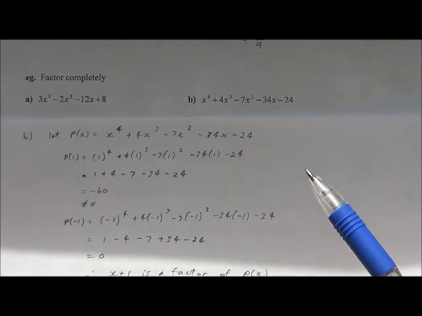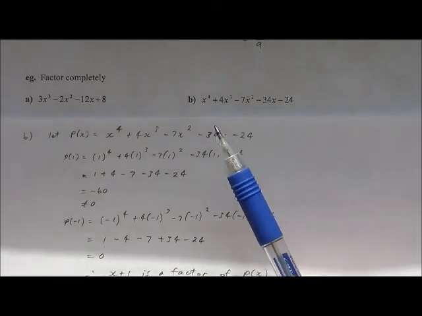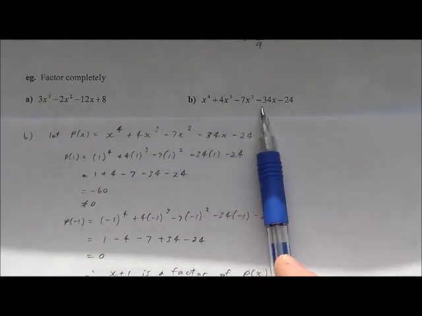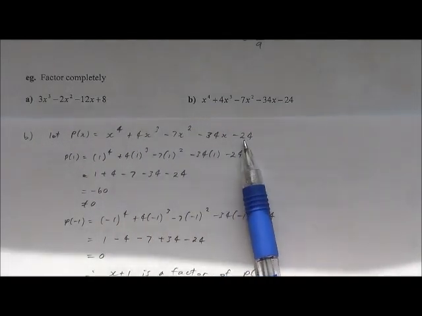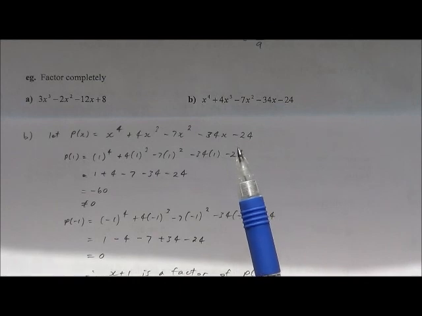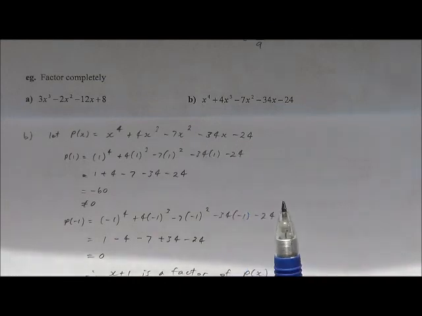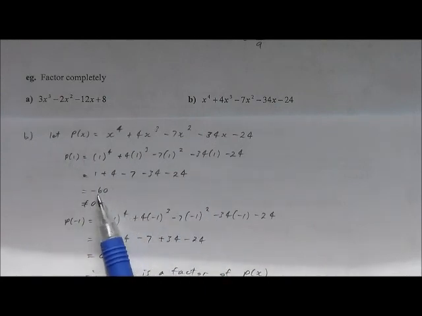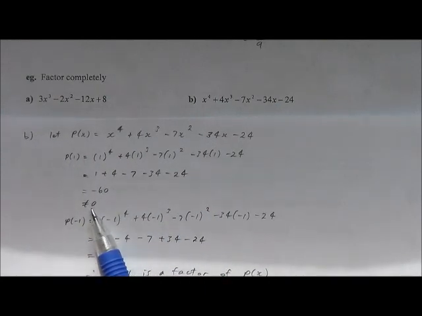Okay, so now that you've had a chance to go through this question here, let's take a little look. We let p of x equal this polynomial, and then what we're going to do is start substituting in values to see if we get the remainder of 0, which would then give us a factor of that polynomial. So we substitute in 1, we work that out, we get negative 60, which is not 0.